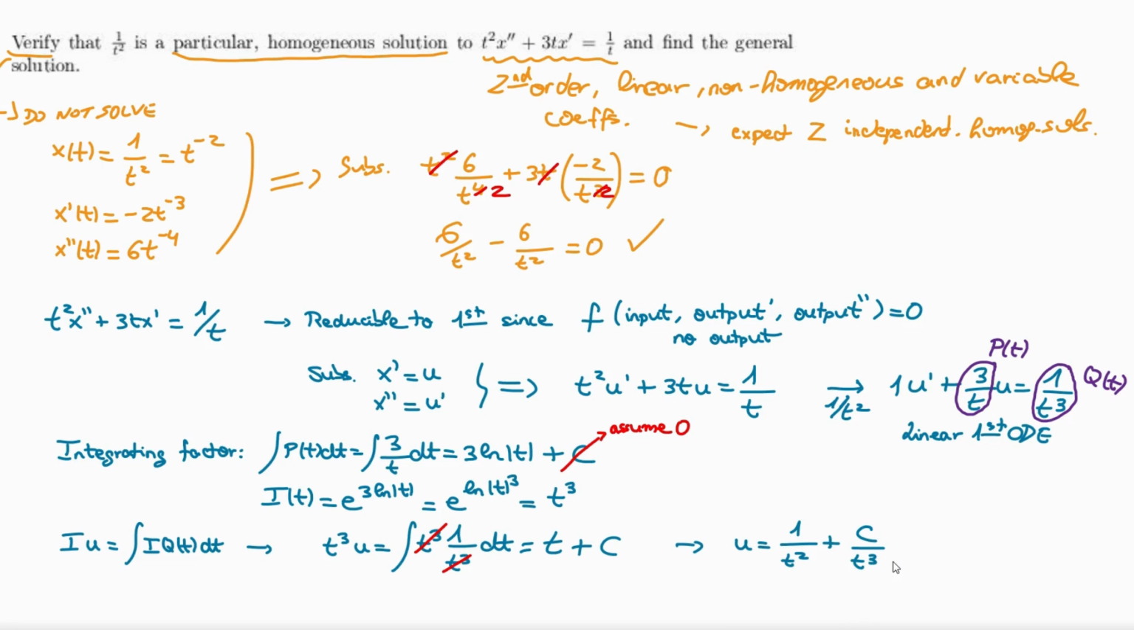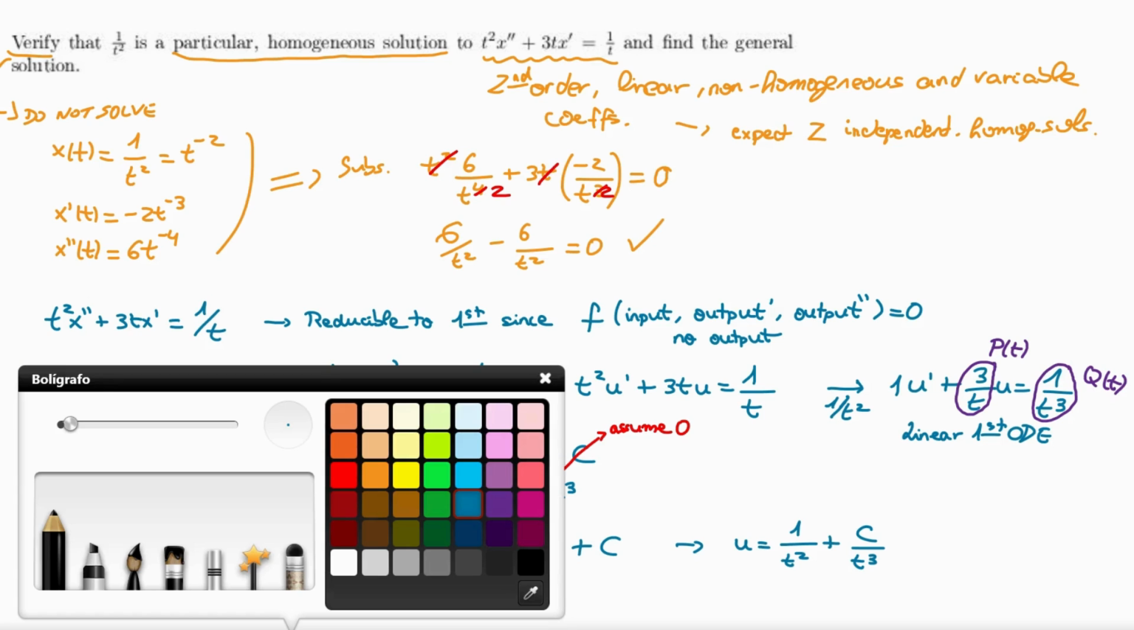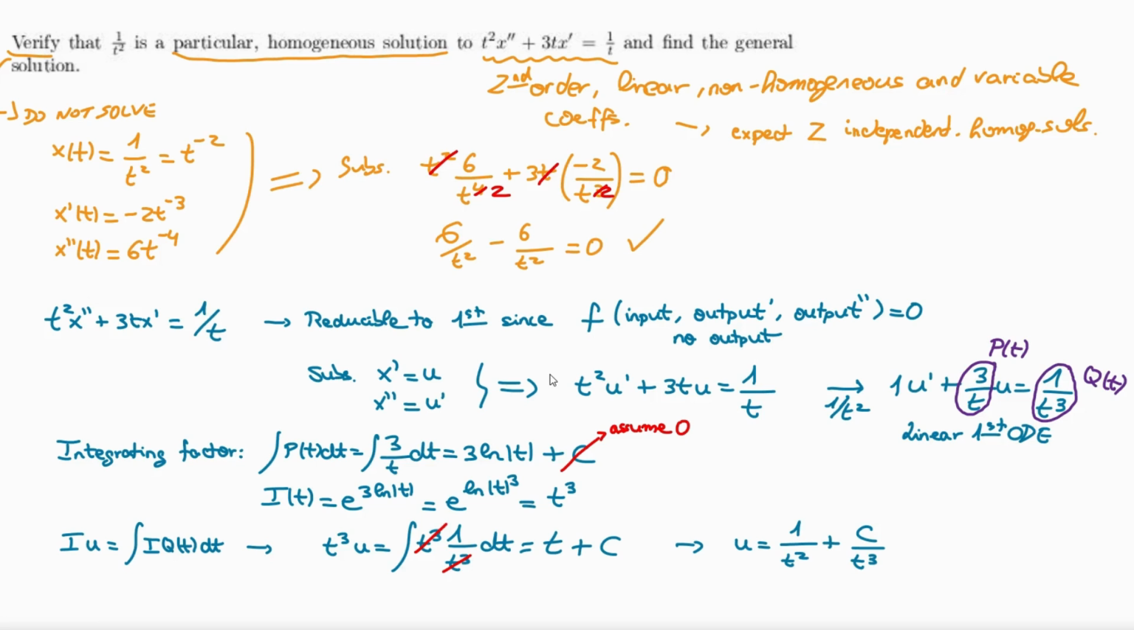Looks nice. Is that the end of the problem? Not quite, since u means nothing. U was just a substitution tool to help us solve the problem. So we need to substitute back, knowing that u equals x prime, and therefore x should be the integral of 1 over t squared plus c over t cubed, everything with respect to t.